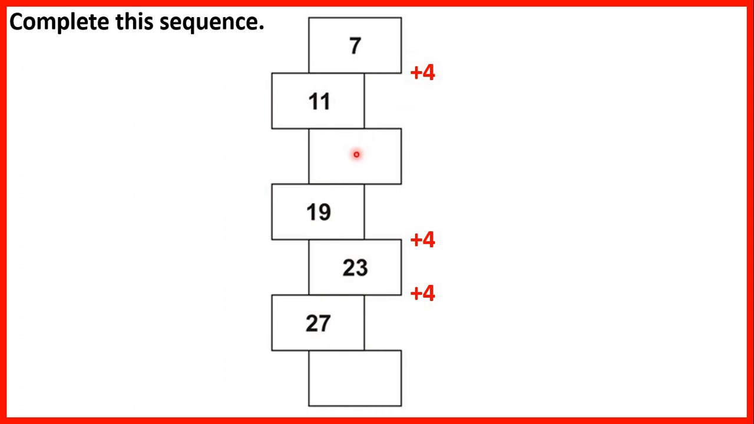So to work out this number here, we need to work out 11 plus 4. So that's 15. And then we can check 15 plus 4 is 19. And now to work out this number here, we need to work out 27 plus 4. So that's 31.